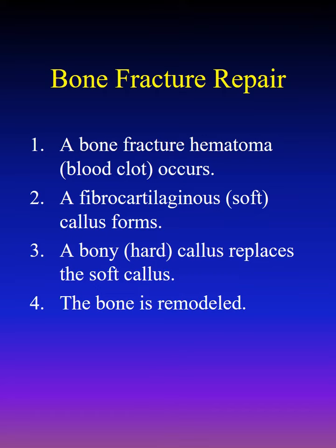So the stages of bone fracture repair include, first, once a bone fracture occurs, then what happens is that this tears blood vessels inside the bone throughout the different canals and within the periosteum. This causes bleeding, and then we have a fracture hematoma that occurs from the clotted blood.